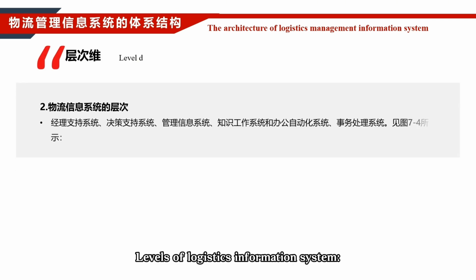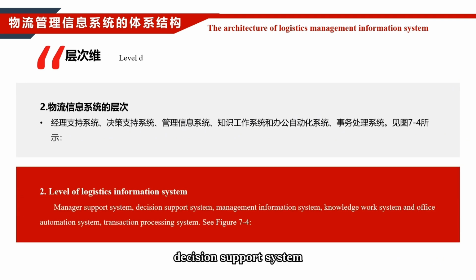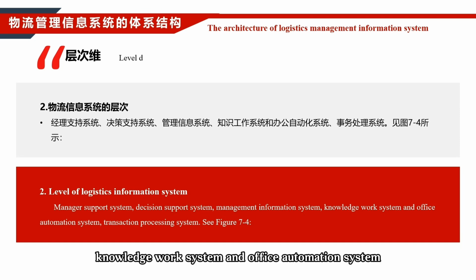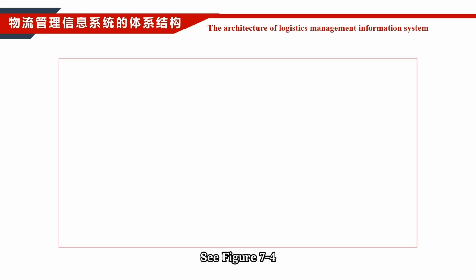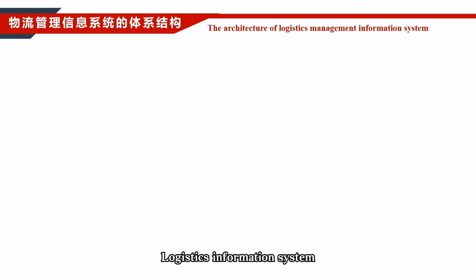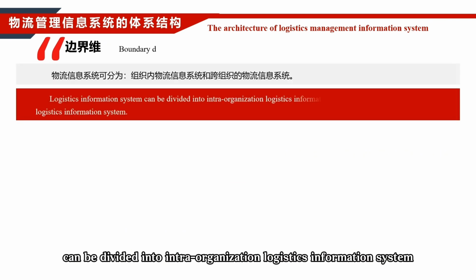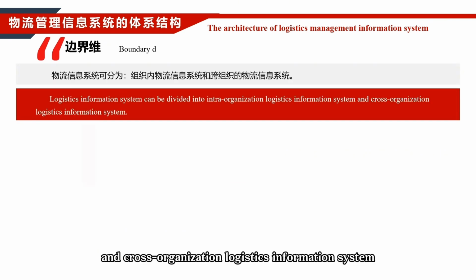2. Levels of logistics information system: manager support system, decision support system, management information system, knowledge work system, and office automation system, transaction processing system. See Figure 7-4. Boundary dimension: logistics information system can be divided into intra-organization logistics information system and cross-organization logistics information system.